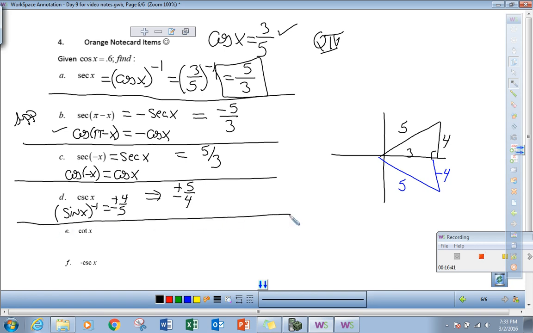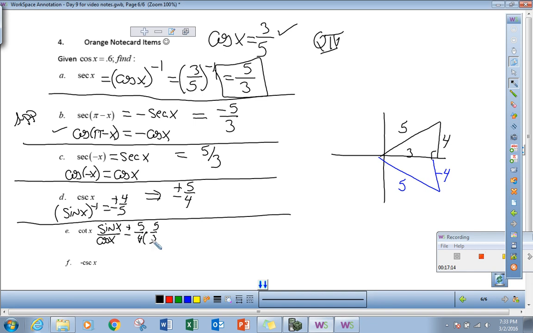Let's look at E then. I'd like to figure out the cotangent of x. There's two ways to do this. You could think of this as the sine of x over the cosine of x. Take your sine over your cosine. So I would have positive or negative 5/4 divided by, so I'm going to go times the reciprocal of that. 3/5 is going to be 5/3.